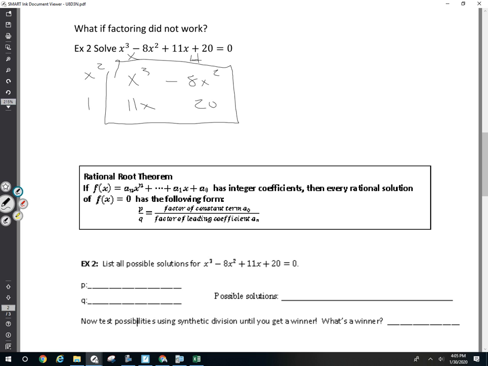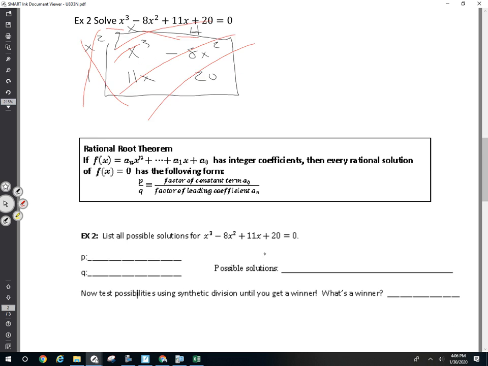But then I think about it. Okay, x squared times x, x cubed. Okay, that works. x squared times 4, is that negative 8x squared? Nope. x times 1, 11x? Nope. Didn't work. You might be thinking, no solutions, but you're wrong.